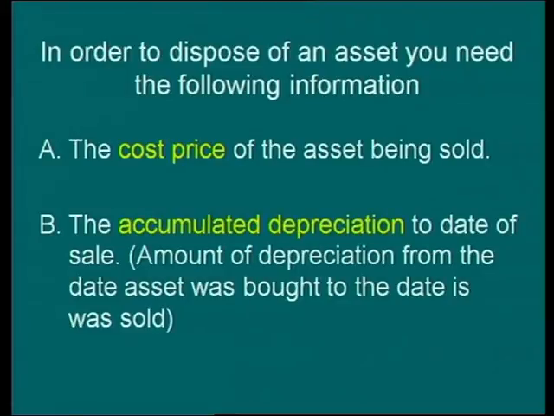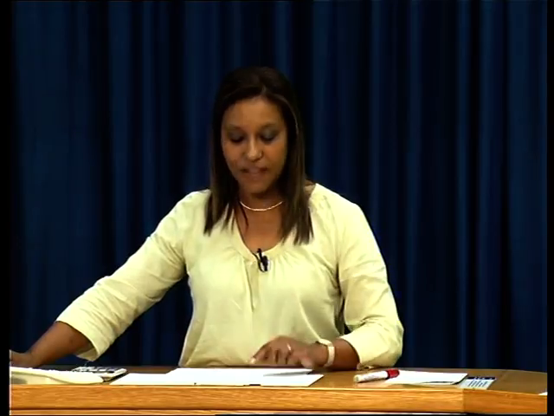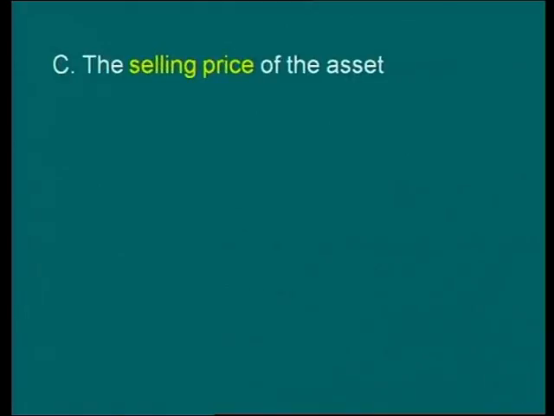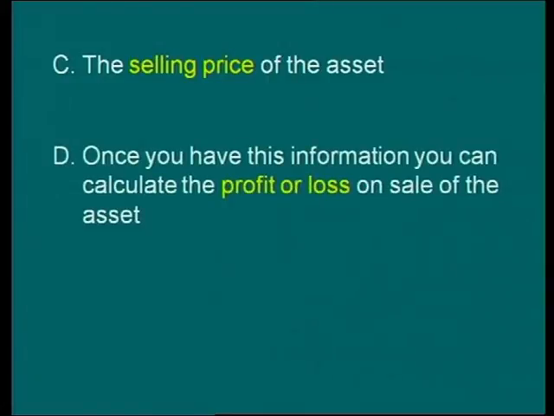Then we also need the accumulated depreciation to date of sale. So from the time that we bought the asset, in this case, 1st of September 2006, right through to the end when we sold it, in this case, 31st of May 2008. So we had this asset for quite a few years before we sold it. What we have to do is gather all that information from when we bought it to when we sold it. First thing, cost price. The second thing, accumulated depreciation. The third bit of information is the selling price, which is also circled, 21,500. And the last is we have to calculate the profit or loss on sale of assets.